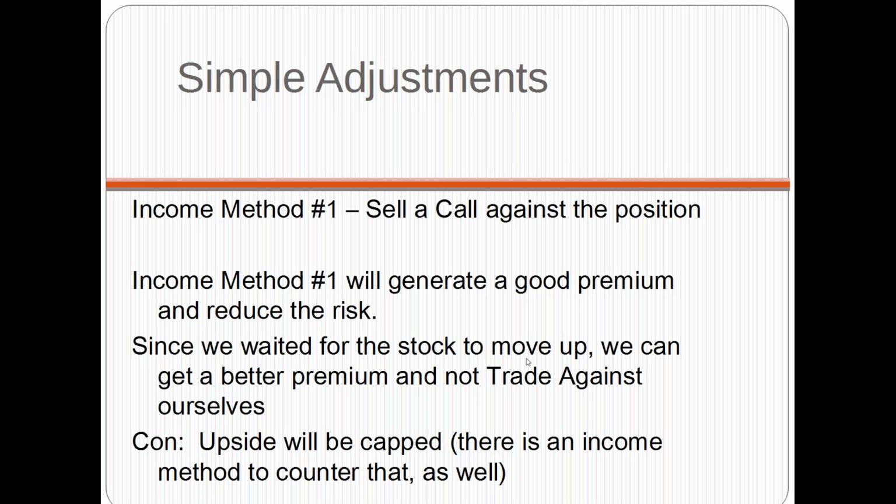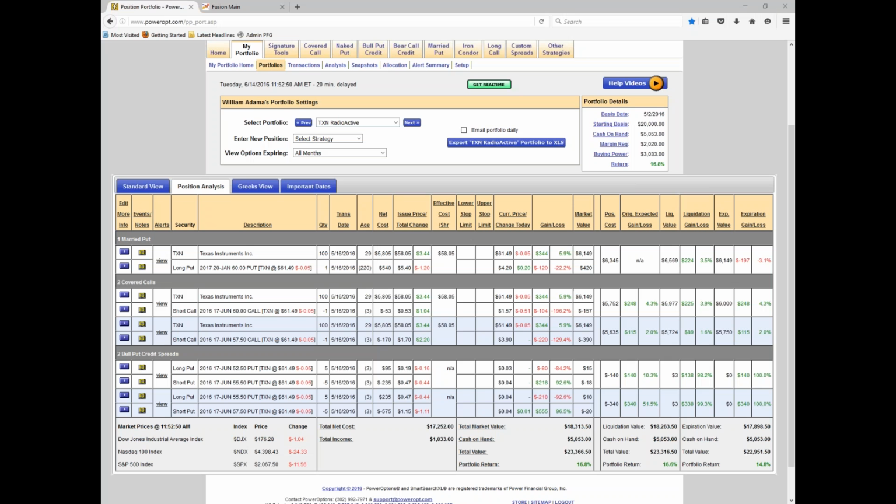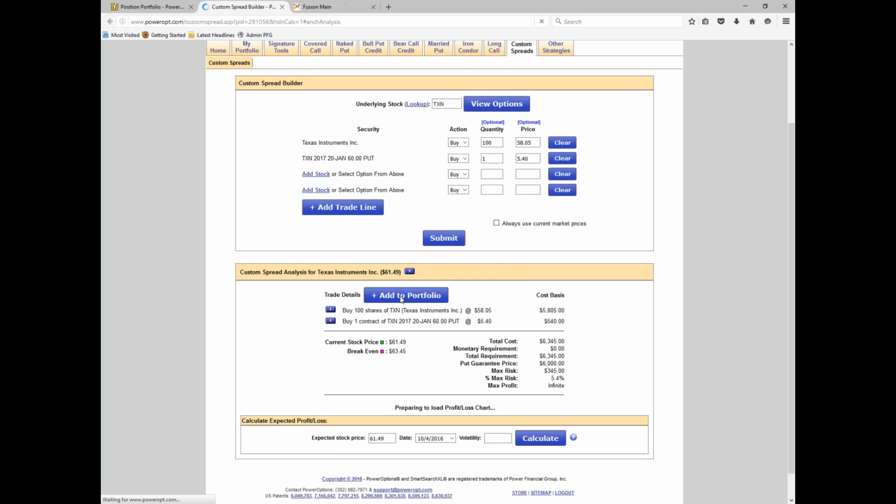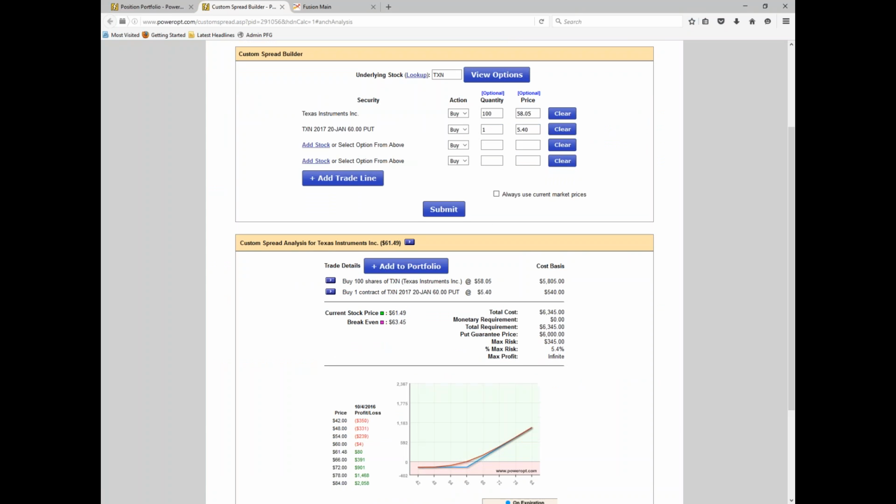All right, so I'm going to pause for a moment here, and we're going to go ahead now and navigate over to Power Options. These are the tools, of course, we use to apply these techniques. And I'm not going to do the trade comparison now. I'm just going to go ahead and take a look at our Texas Instruments married put position. And I'm going to go to the profit and loss chart. Prices might have changed from when I looked at it about 20 or 30 minutes ago, but that's okay.